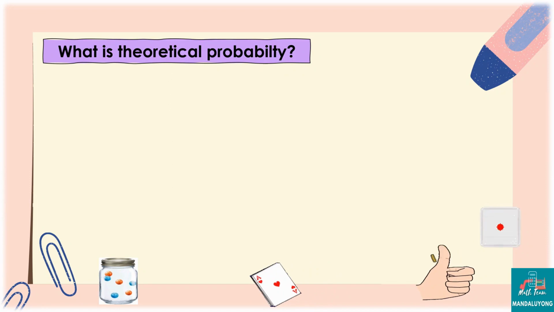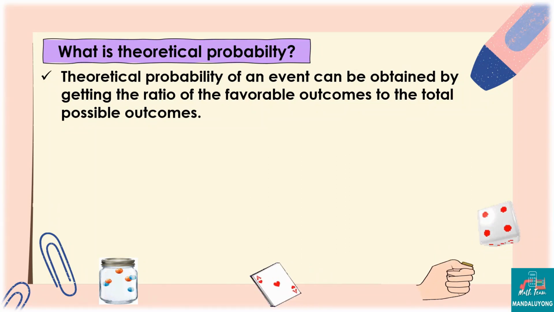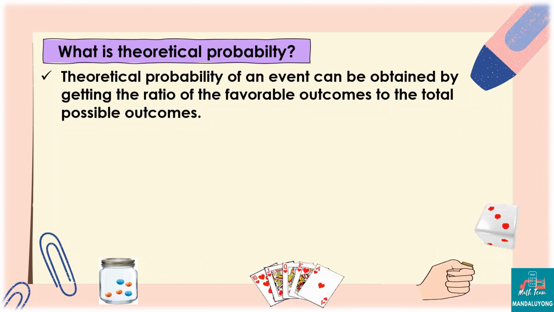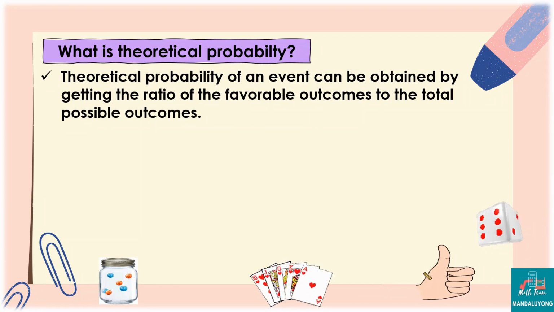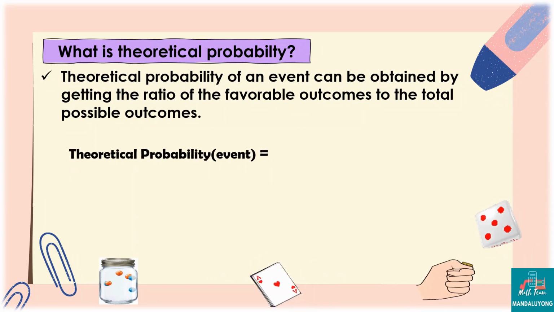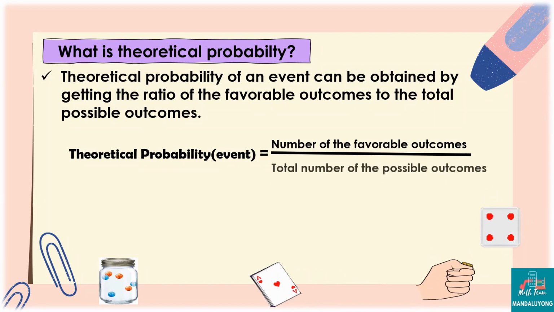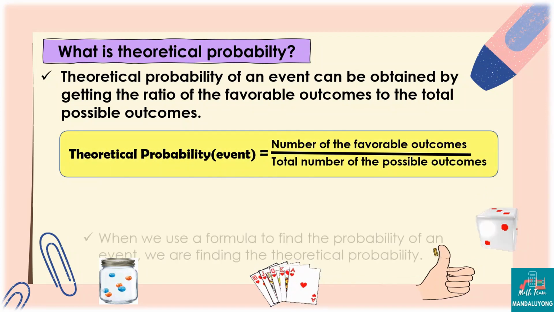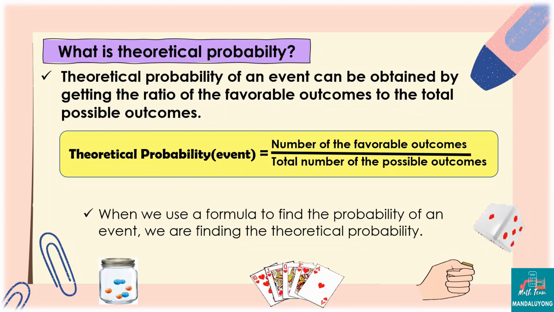What is theoretical probability? Theoretical probability of an event can be obtained by getting the ratio of the favorable outcomes to the total possible outcomes. So, we will use this formula in finding the theoretical probability. Theoretical probability of an event is equal to number of favorable outcomes divided by the total number of possible outcomes. When we use a formula to find the probability of an event, we are finding the theoretical probability.